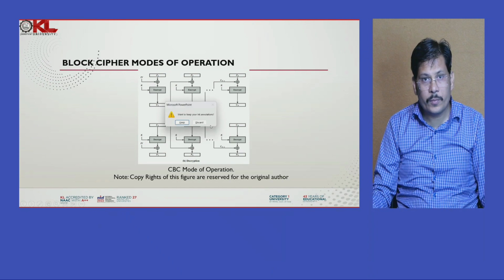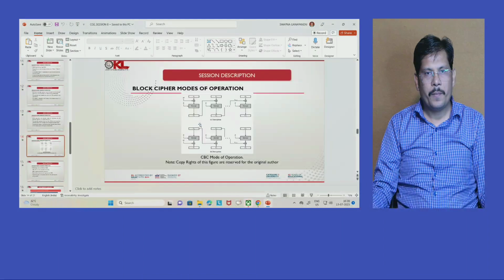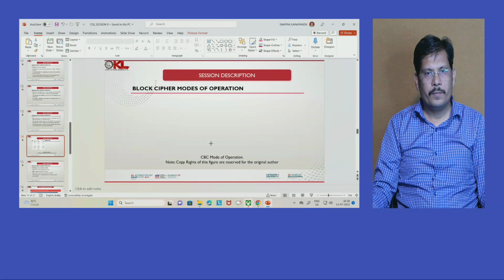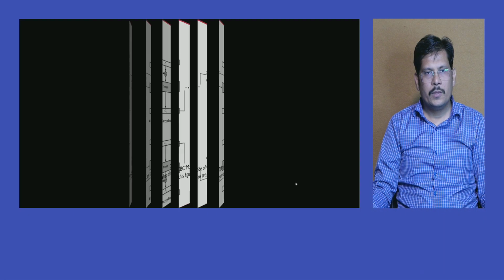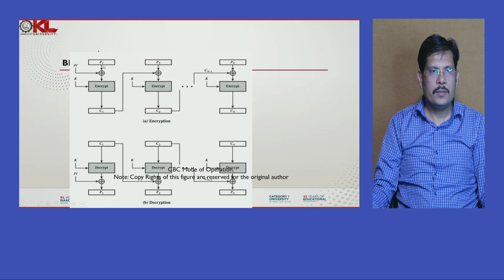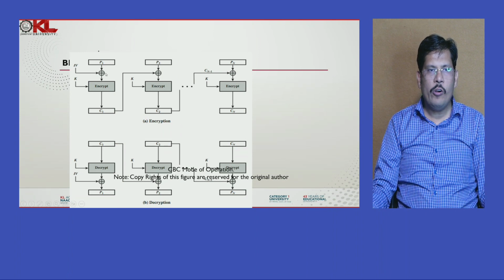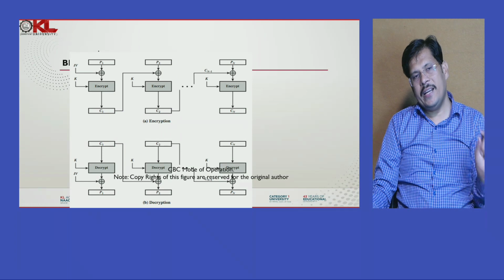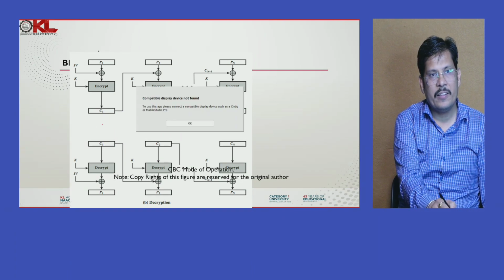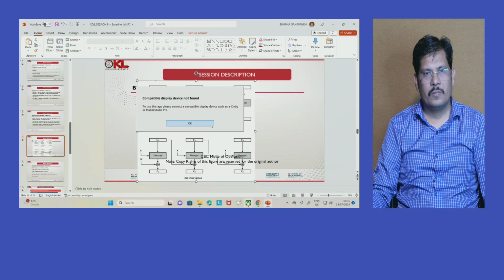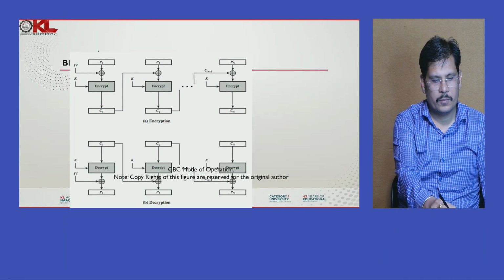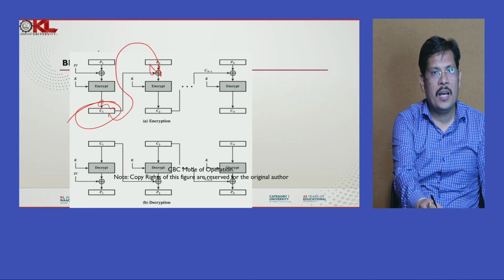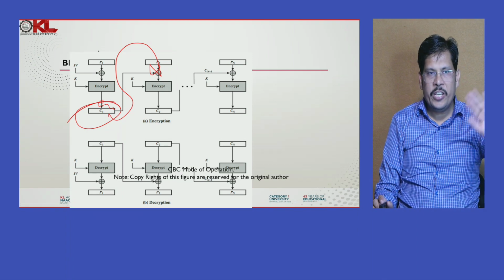It is the block diagram. So, it is the plain text, and the plain text P1 is XORed with the initialization vector IV. The output of the XOR of P1 and IV is encrypted with key K, and after the encryption we get the ciphertext C1. This C1 then takes the role of the IV, which we initially started with.